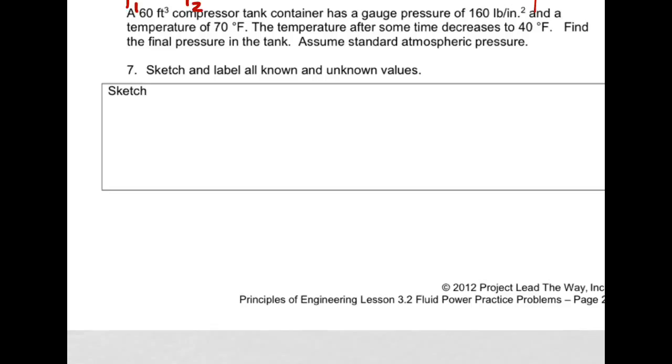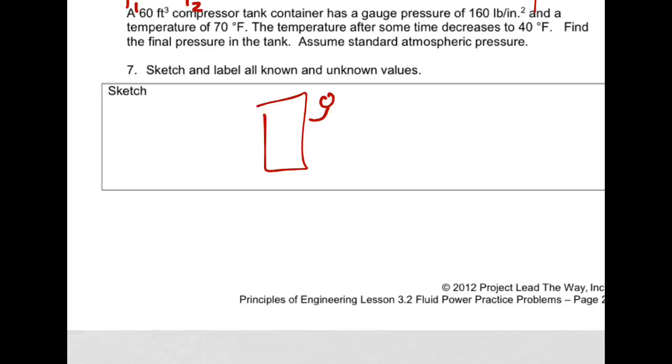So the temperature after some time decreases to 40 degrees Fahrenheit. I'm going to have to change that to absolute temperature, Rankines. Find the final pressure in the tank, assume the standard atmospheric pressure, sketch and label all known and unknown values. This is silly. It's just a tank with some kind of gauge on it. That's dumb. But it wants us to label stuff.